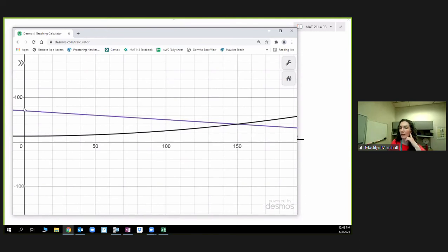So we have our price demand equation on top, that's decreasing, and our price supply equation on the bottom, that's increasing. And the equilibrium point is where those two are equal. So that's when X is 150 and P is 40. So that point where they intersect is X bar P bar.